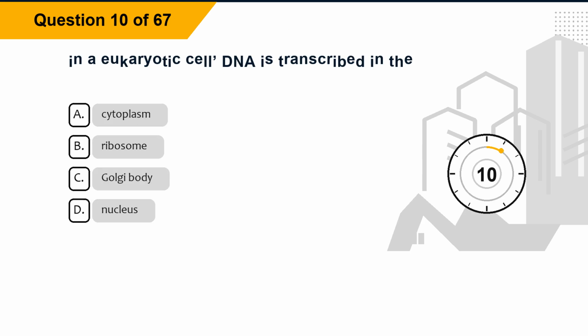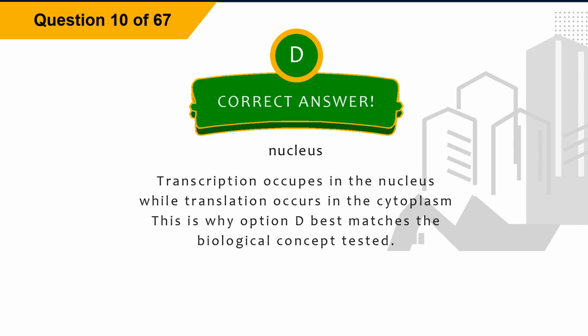Question 10. In a eukaryotic cell, DNA is transcribed in the option A, cytoplasm. Option B, ribosome. Option C, Golgi body. Option D, nucleus. The correct answer is option D, nucleus. Explanation. Transcription occurs in the nucleus while translation occurs in the cytoplasm. This is why option D best matches the biological concept tested.